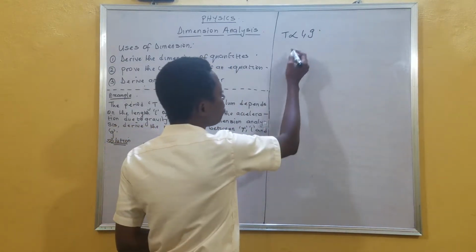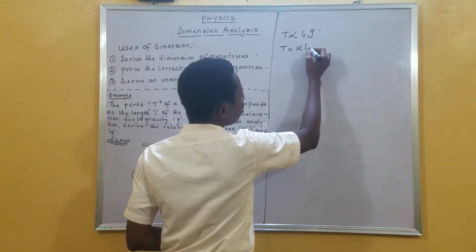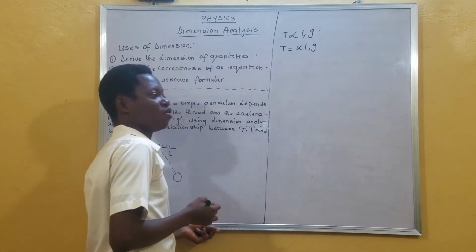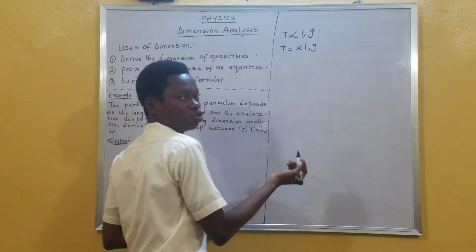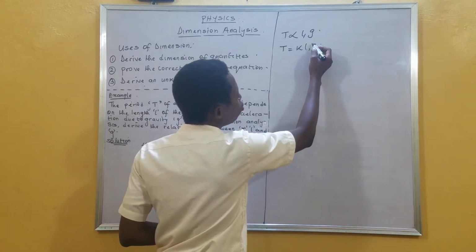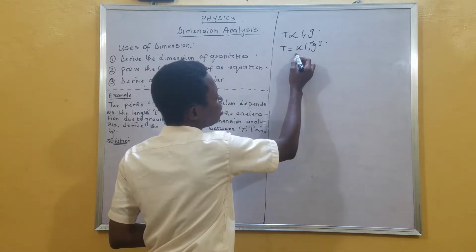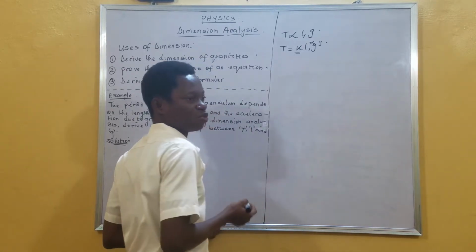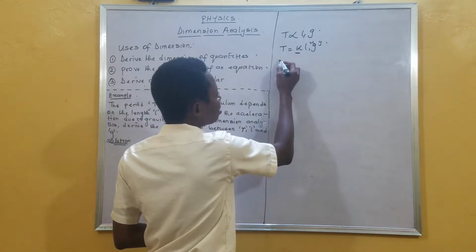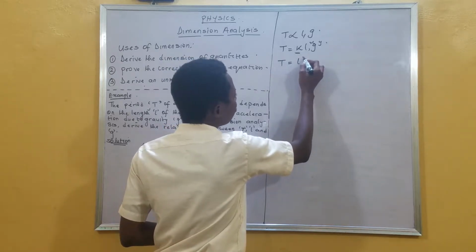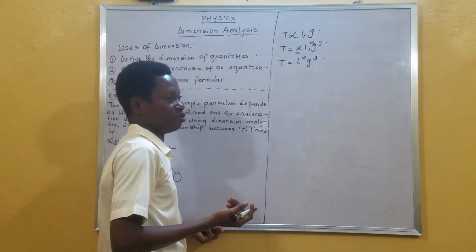You remember from our variation that this will become T equals k L g. In this case, we want to know the power to which L is raised and the power to which g is raised. We don't know them, so let's assume that the powers are x and y. Since k is a constant, which means it is a dimensionless constant, I can just remove it. So my T becomes L raised to power x and g raised to power y. Let's now substitute their dimensions individually.